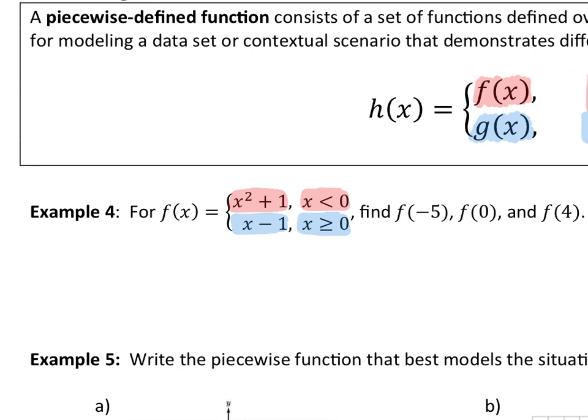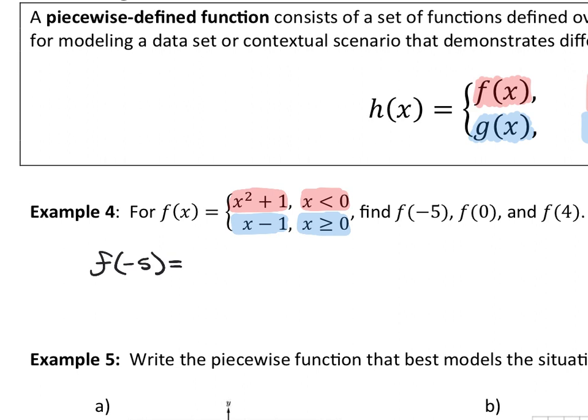It's still a function because my x's do not repeat. We're not overlapping at 0. One of them would be an open hole, one of them would be a closed hole. So the first problem I'm asking for you to do here is f of negative 5. That's just saying take the number negative 5 and plug it into the function. Am I going to plug it into the top function or the bottom function?